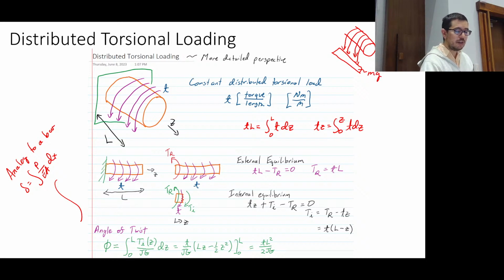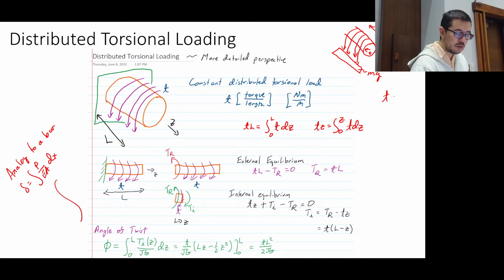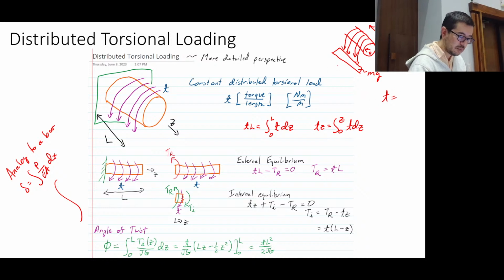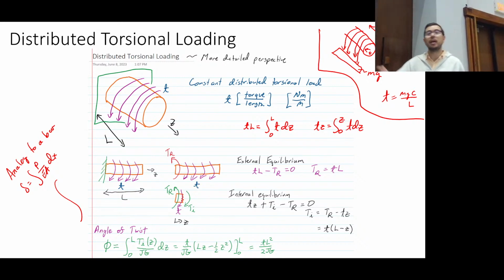And then I've got it over some length, and I've got it acting at some radius, right? We use c because we use c a lot in this class. So that torsional load up here. Anyway, this would just be the mgc, right, divided by L. That would be like a distributed load.